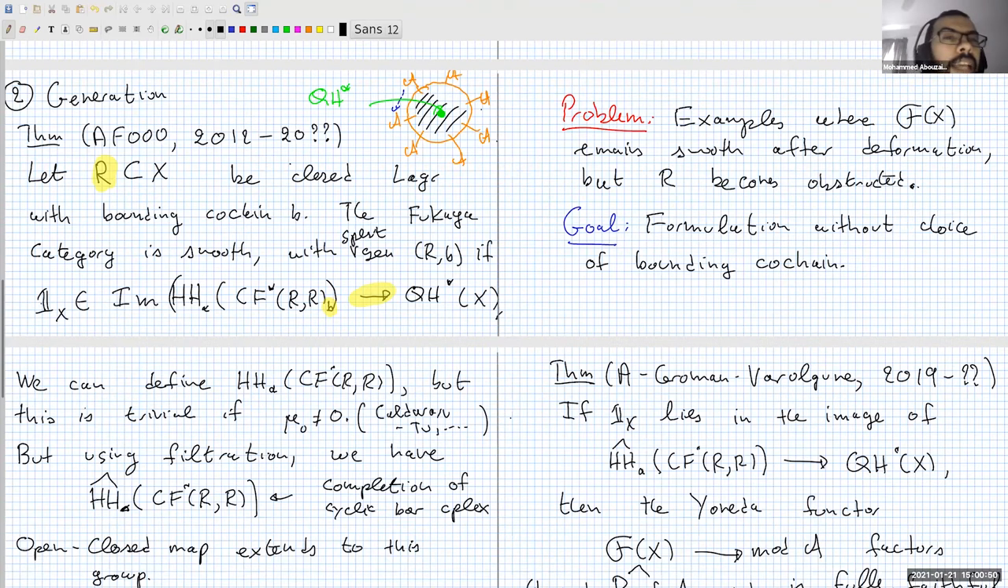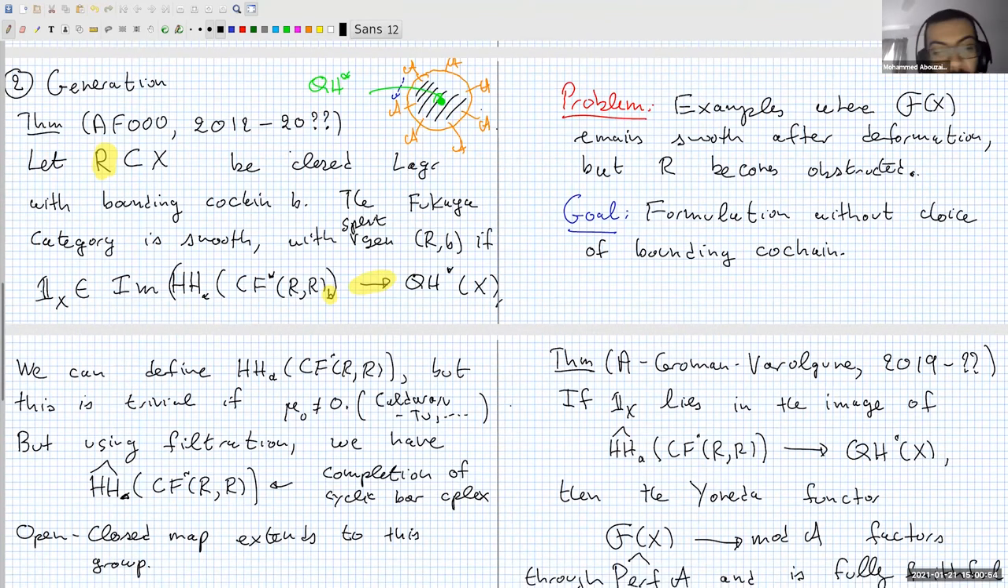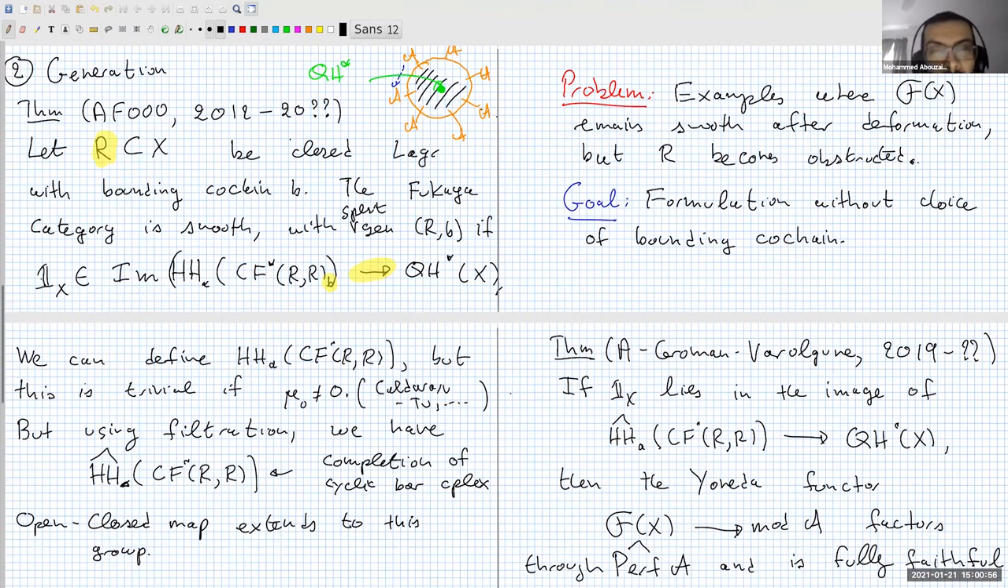Okay. And it's not too difficult to show that the open closed map extends to this group. Now, why is that? Well, the open closed map is some kind of count of holomorphic disks, and the holomorphic disks have a positive valuation, and there's only finitely many of them. Maybe that's the key point.